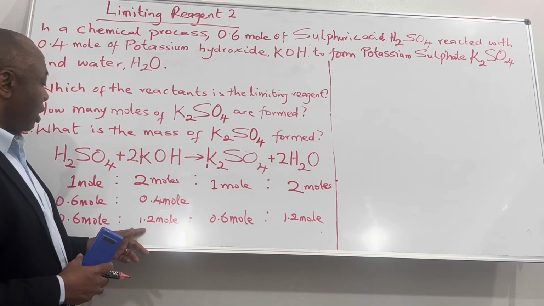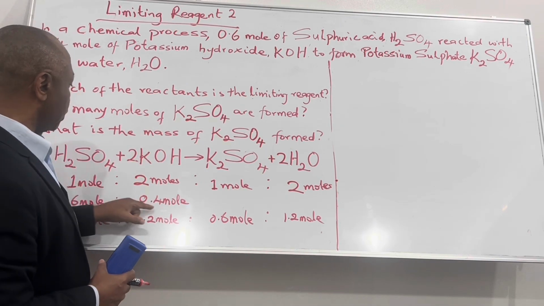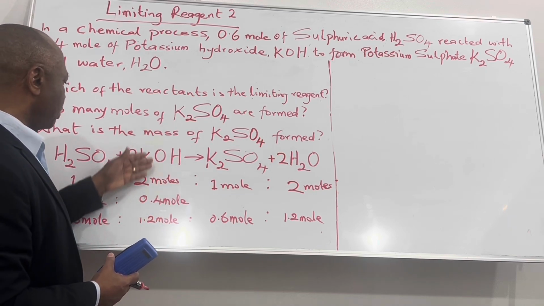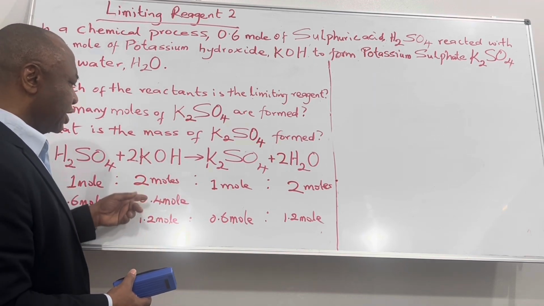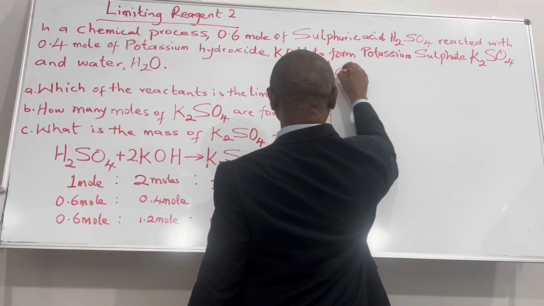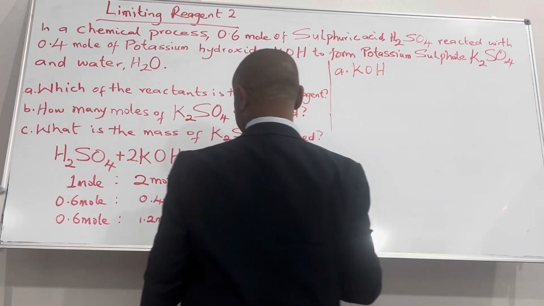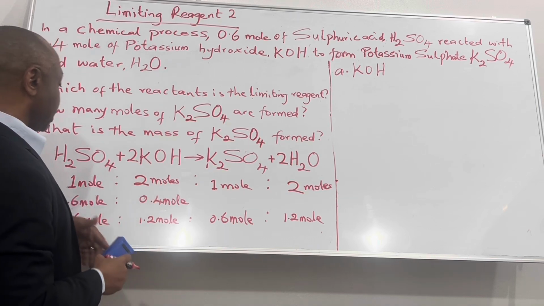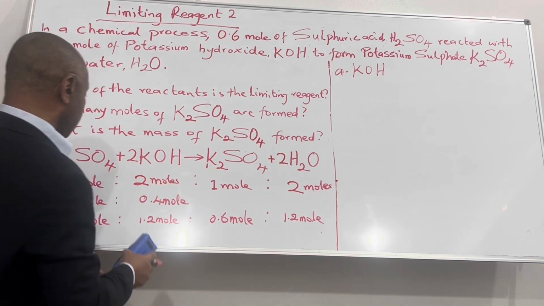This mole ratio is consistent with the mole ratio you have in the balanced chemical equation. Whereas you ought to have had 1.2 mole of potassium hydroxide, you have only 0.4 mole of potassium hydroxide, meaning that potassium hydroxide would finish first. So potassium hydroxide is the limiting reagent. That answers the question A. Potassium hydroxide is the limiting reagent. Since potassium hydroxide with 0.4 mole is the limiting reagent, it will have to determine the number of moles of the products formed.